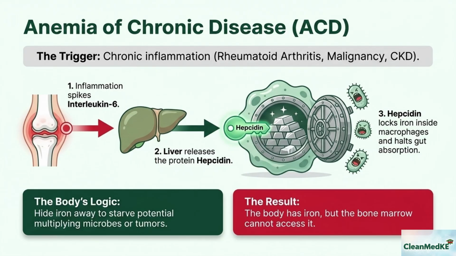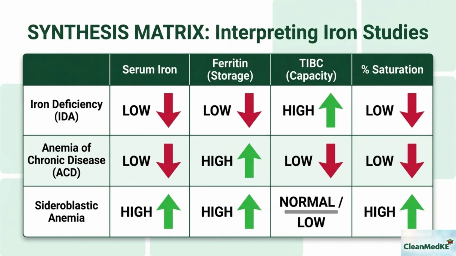In anemia of chronic disease, the trigger is chronic inflammation, such as rheumatoid arthritis or malignancy. Inflammation spikes interleukin-6, which causes the liver to release a protein called hepcidin. Hepcidin's job is to lock iron away inside macrophages to starve potential microbes. The result? The body has iron, but the bone marrow simply cannot access it.